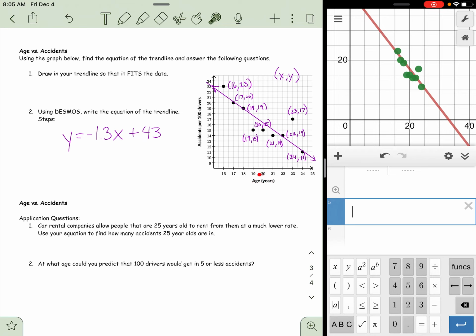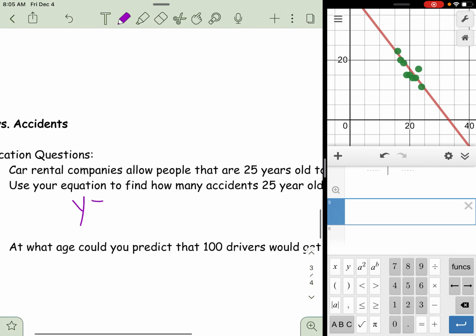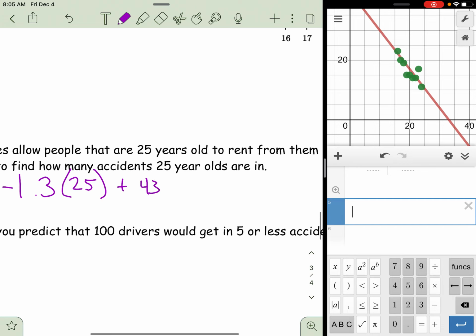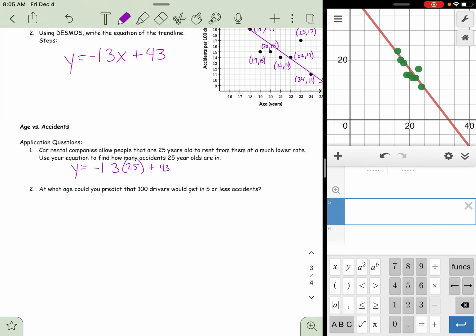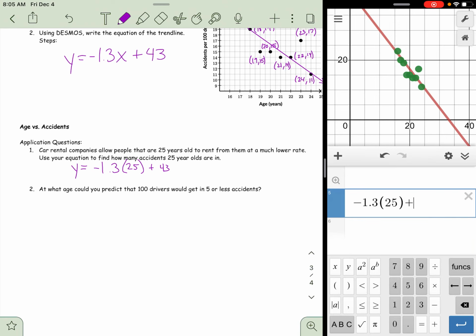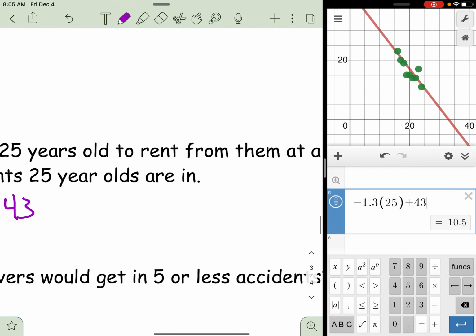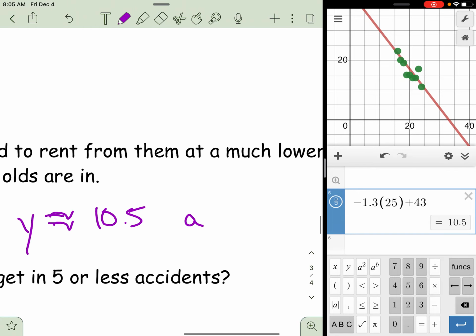So 25 is the age. That would be the independent variable. That's x. So we're going to plug 25 in for this x value. So y equals -1.3 times the 25-year-old plus 43. Okay, and so when we plug that in, -1.3 times 25 plus 43, they would be in about, I'm using the squigglies to show, about 10.5 accidents per year.